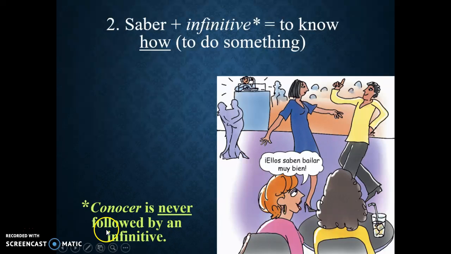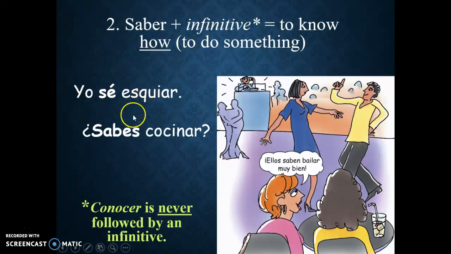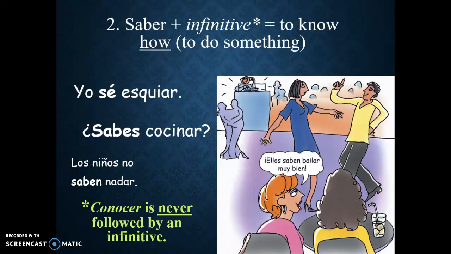Notice that conocer is never followed by an infinitive. So anytime you have a verb in the infinitive, again, a verb that has not been conjugated, you can never put conocer before it. You have to put saber. Yo sé esquiar. I know how to ski. ¿Sabes cocinar? Do you know how to cook? Los niños no saben nadar. The children don't know how to swim.